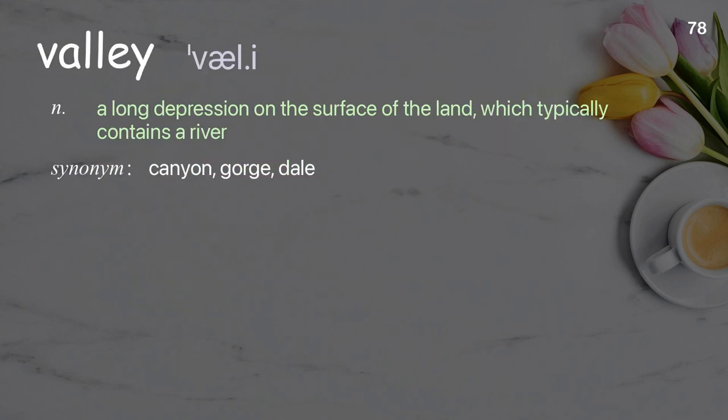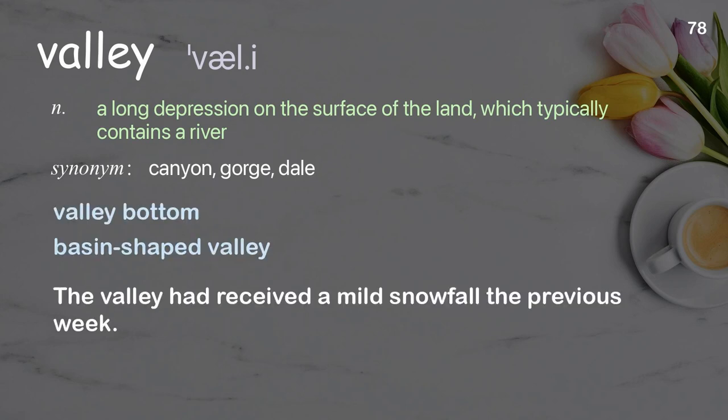Valley. A long depression on the surface of the land, which typically contains a river. Examples: valley bottom, basin-shaped valley. The valley had received a mild snowfall the previous week.